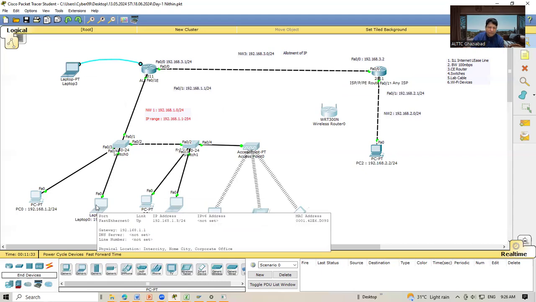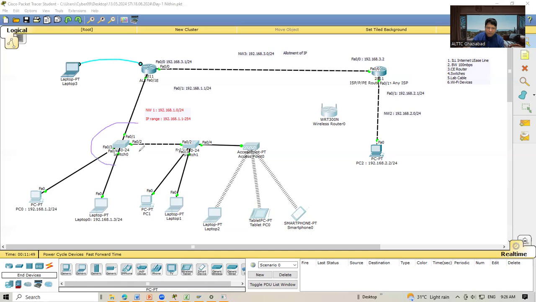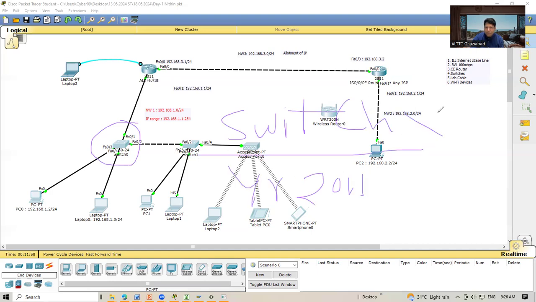And in the last session, I don't know if you remember, we just discussed one more thing. On the very first day I asked one question: what is the difference between normal devices and intelligent devices? So here in my network, we use switches. But before 2011, mostly we used a hub in place of the switch. And a hub is a non-intelligent device, and a switch is an intelligent device.